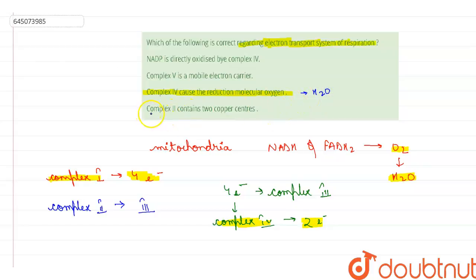Now, the last one says that complex 2 contains 2 copper centers. This is not present in complex 2; it is present in complex 4. So this option is also incorrect. The only correct option is option 3. I hope this is helpful to you.